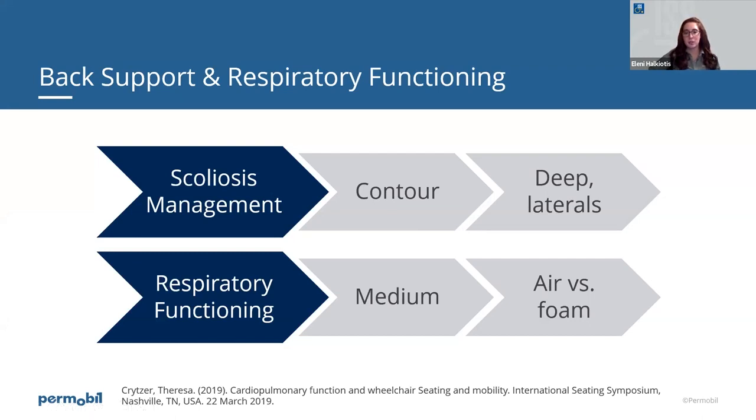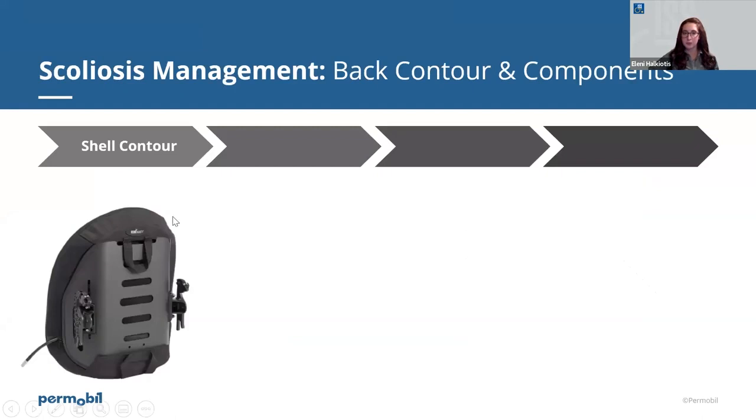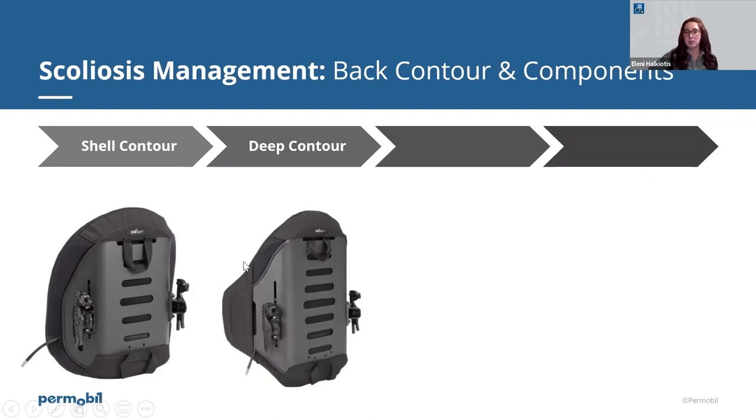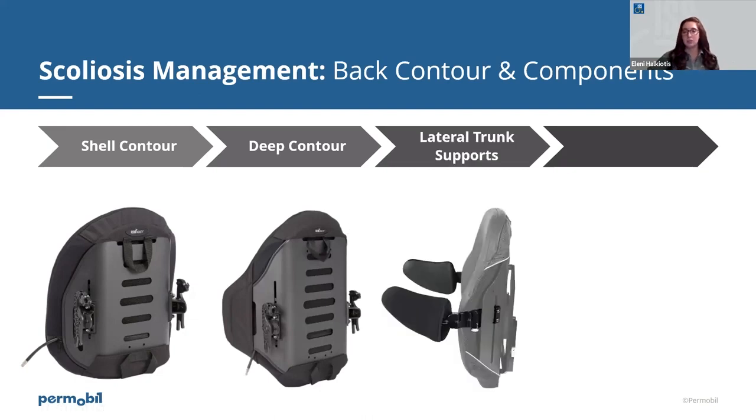And then we have respiratory function that can, the good news, be really helped by your selection of medium versus air versus foam. So first we'll go over scoliosis management. You want to select a shell that's going to be rigid, so you have sufficient support, especially laterally. You can choose a deep contour back support if that is enough lateral support to correct or address their scoliotic posture. Certainly feel free to use lateral trunk supports as needed.